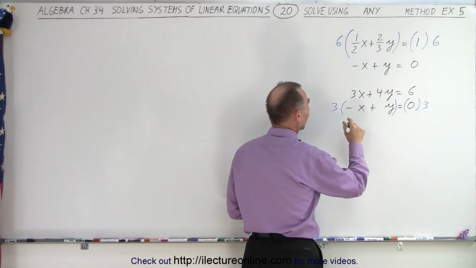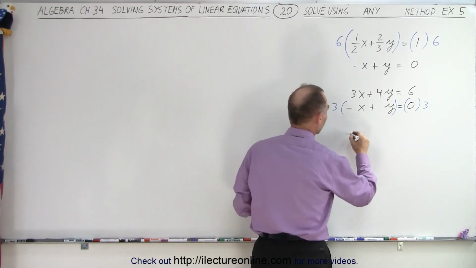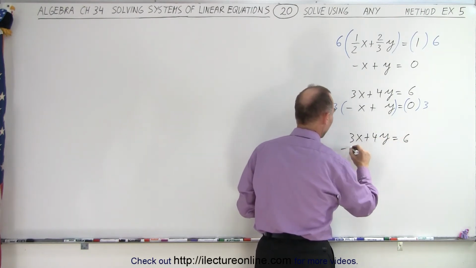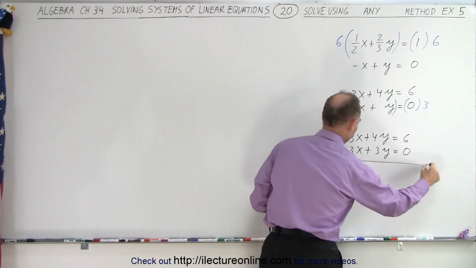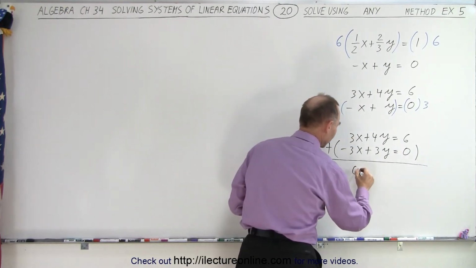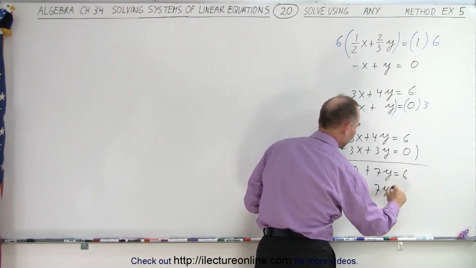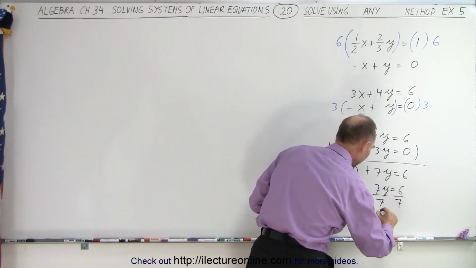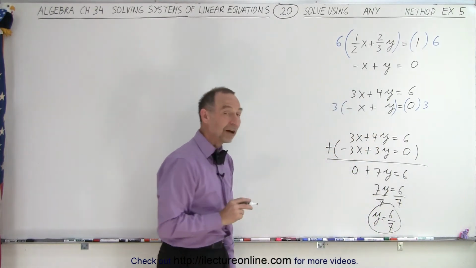Okay, so this gives me, and again, notice I'm going to copy both equations down, and that's the trick to not getting confused. So 3x plus 4y equals 6, and at the bottom I get minus 3x plus 3y is equal to 0. And now I can add both equations together. So when I add these together, I get 0 plus 7y equals 6, or 7y is equal to 6. If I drop the 0, divide both sides by 7, and I get y equals 6 over 7. So there we go. We found our first variable.